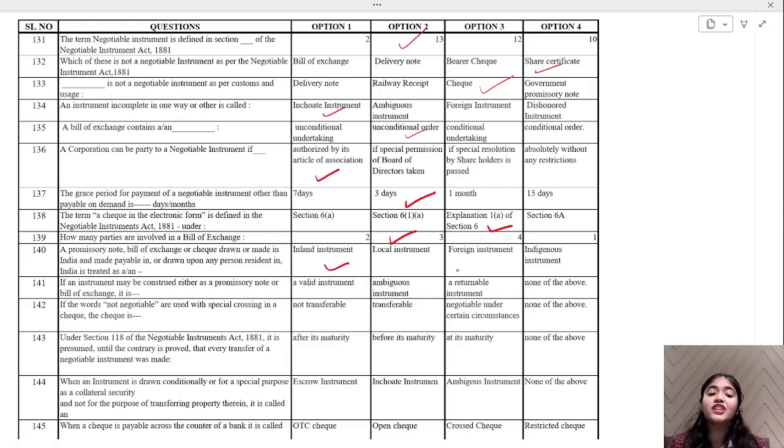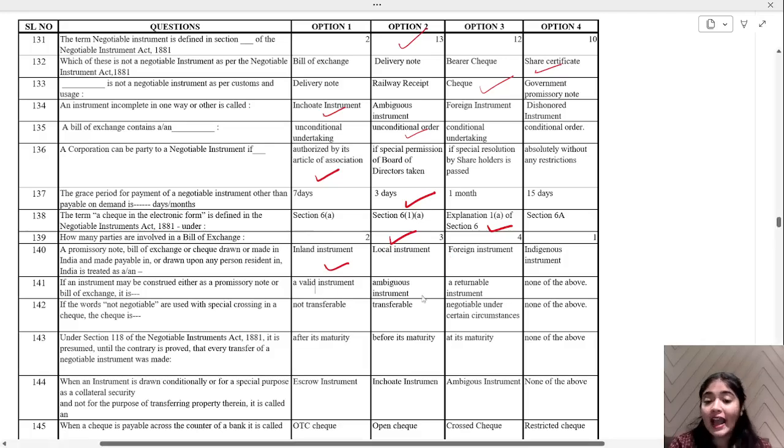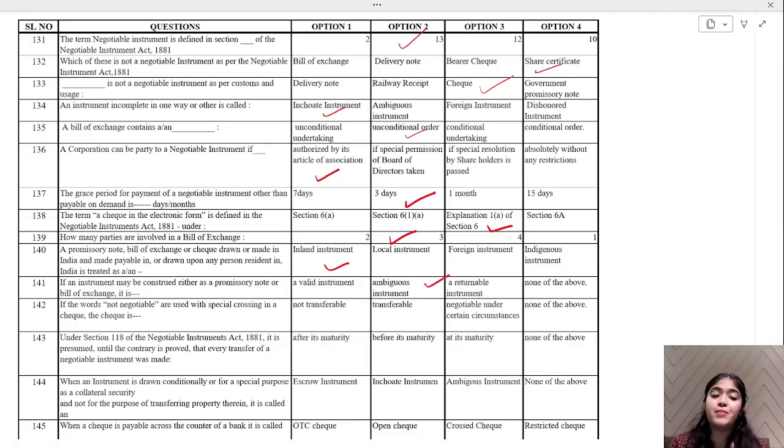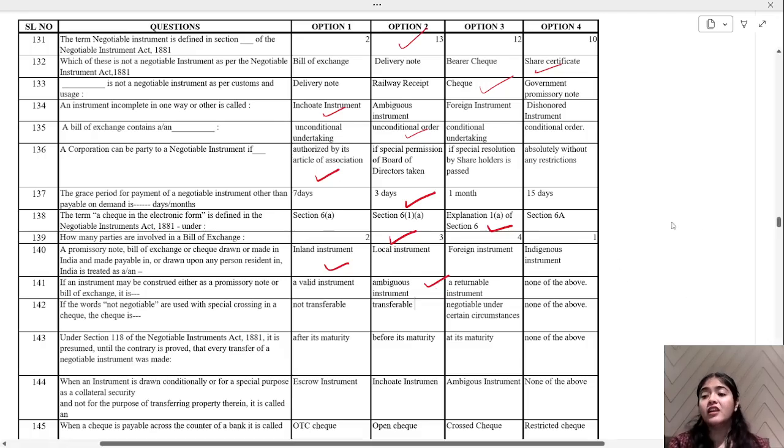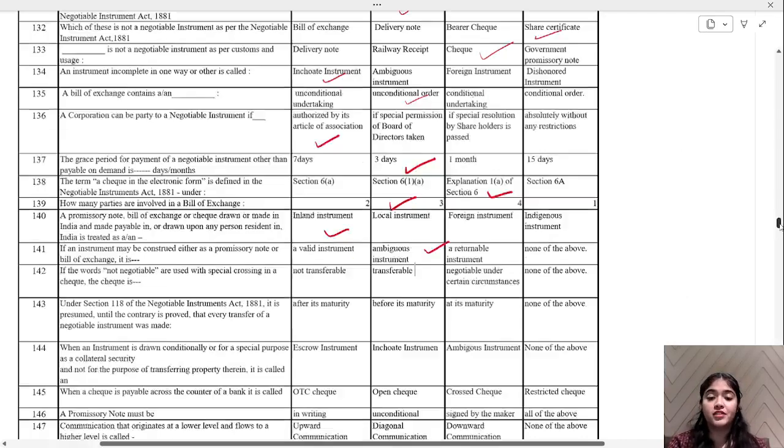Okay. If an instrument may be construed either as a promissory note or bill of exchange, it is a valid instrument, ambiguous instrument, a returnable instrument, none of the above. Tell me, what is it? It is an ambiguous instrument. Okay, because there's a confusion now, either it is a promissory note or bill of exchange. So when you have the confusion, that is ambiguity.